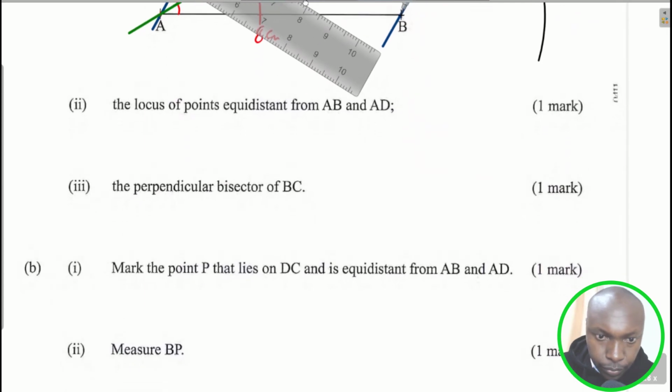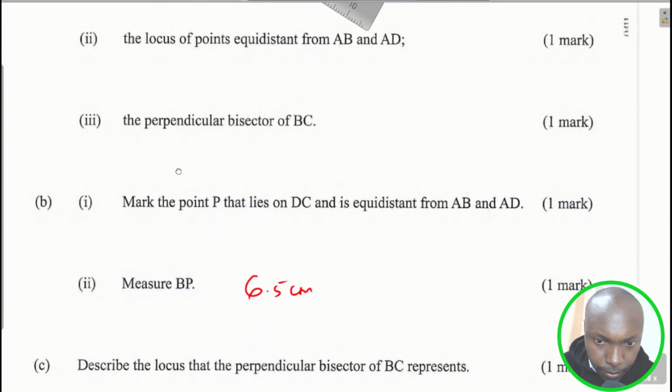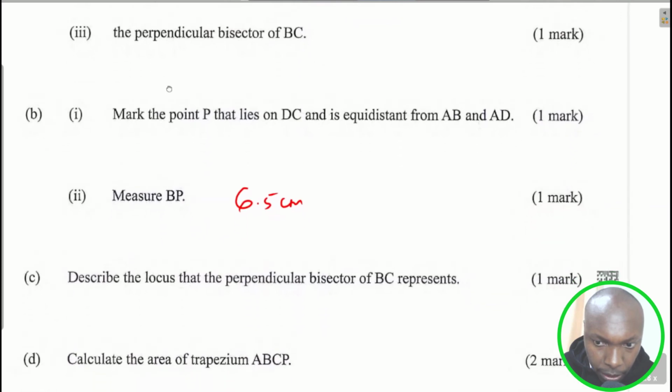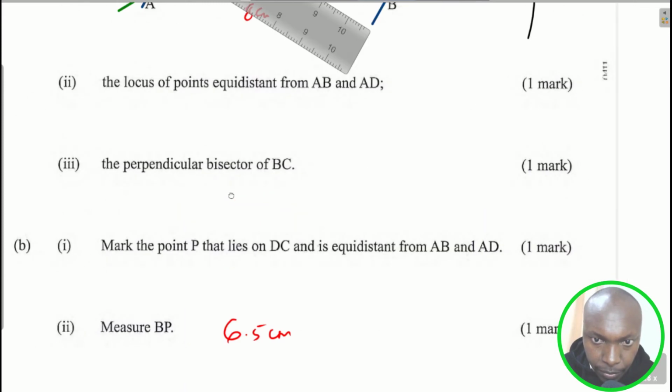Therefore BP is 6.5 centimeters. Then the next question from there is: describe the locus that the perpendicular bisector of BC represents.